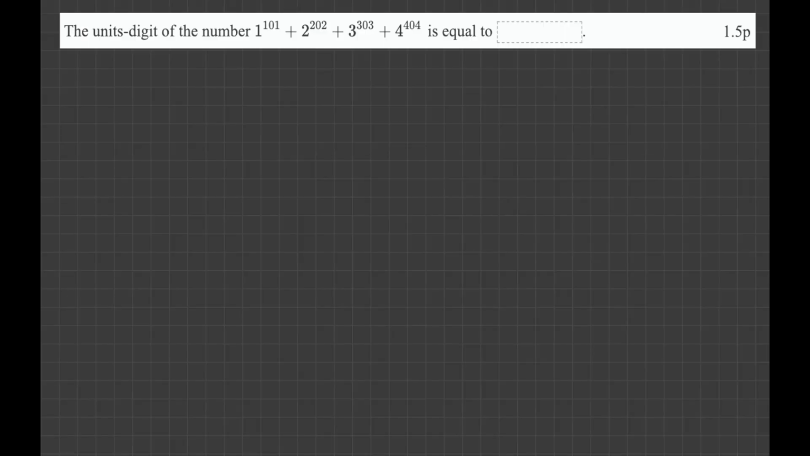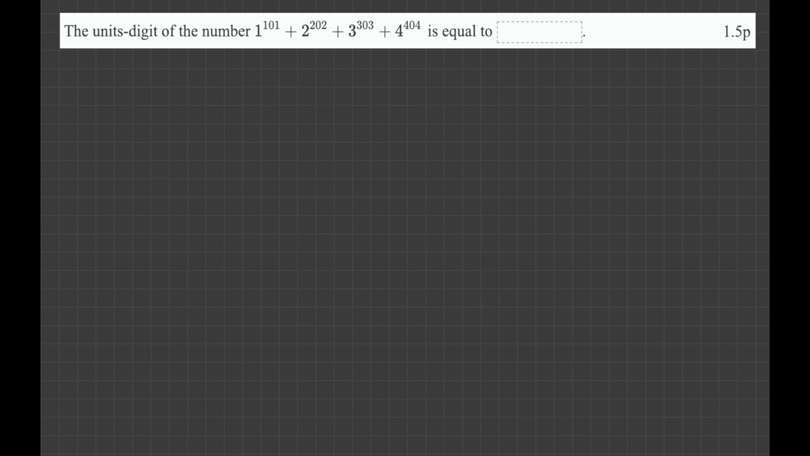Okay, now let us solve the last question. The units digit of this number is equal to, this is the goal of this question, we have to find the units digit of this number. So what do I mean by units digit? For example, if I have a 3-digit number, say 123, the rightmost digit of any natural number is called the units digit of that number.